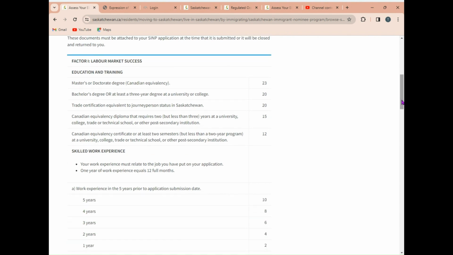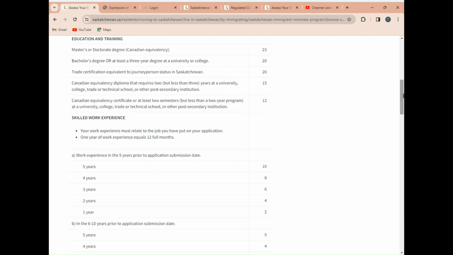Then a Canadian-equivalent diploma that requires 2 years. If in your own country you have a diploma that is for 2 years, you claim 15 points. If it is just below 2 years, maybe a year, but at least 2 semesters, then it's 12 points. That wraps up your education and training points, so you want to aim to get that. You will see details when you watch the video for ECA.